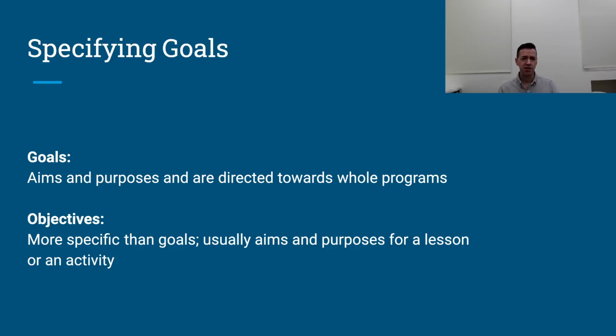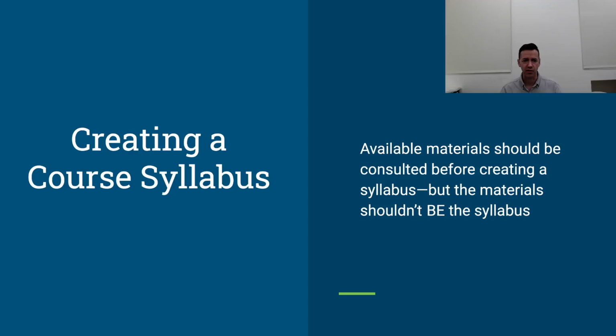Okay, next stage then is to specify goals. So your goals are aims and purposes. They're directed towards the entire program. And objectives are more specific than goals. These are usually aims and purposes for a lesson or activity. Now, when we get to lesson planning, we're going to spend a lot of time on objectives. But overall, when you're defining your goals, they need to be measurable. So at the end of the course, you should be able to evaluate, did the students really meet the goals? And we'll talk about this later on.